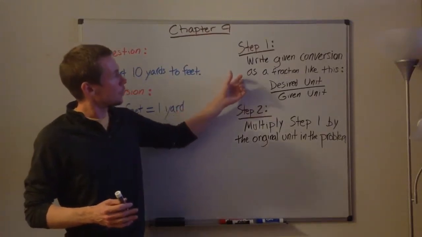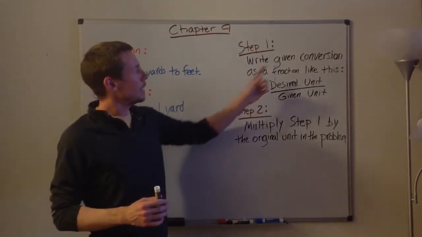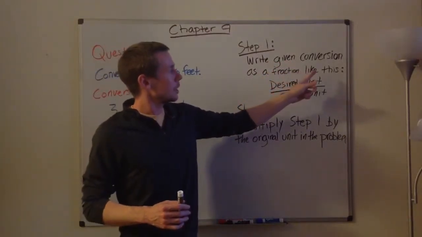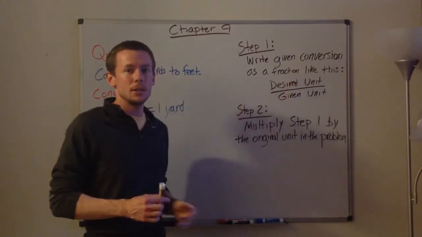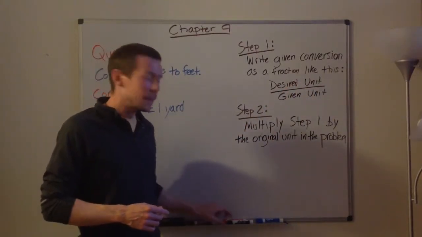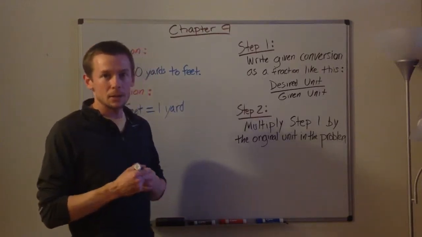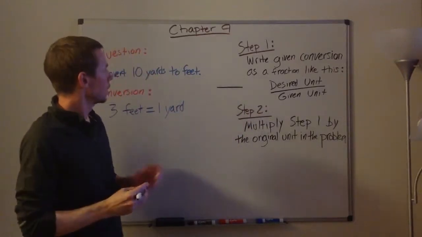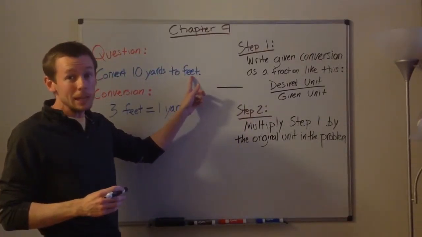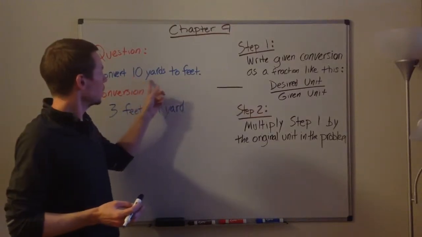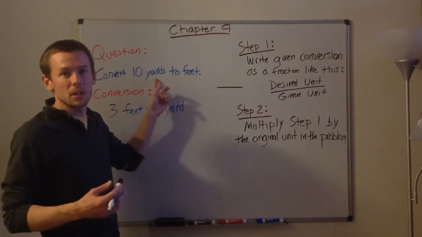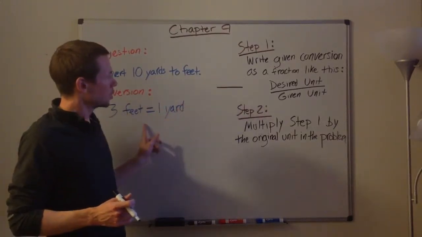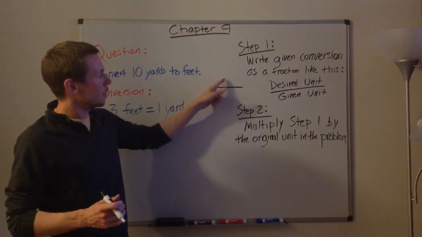Here's step 1. First thing we want to do is write the given conversion as a fraction like this, where the desired unit is the numerator and the given unit is the denominator. In this problem, the desired unit is feet, because that's what we're looking for. The unit given is 10 yards, in other words, the starting unit. So we're going to write this conversion as desired unit over given unit.